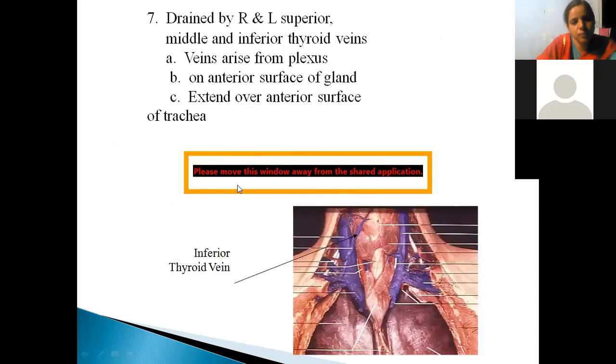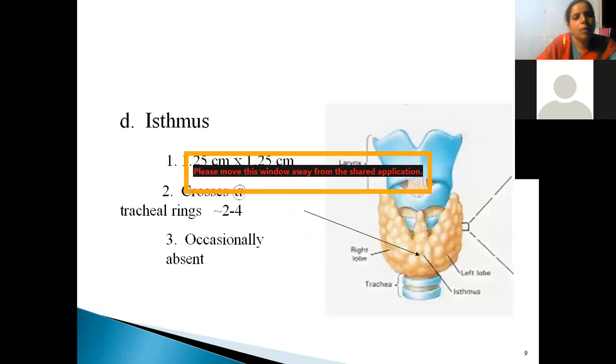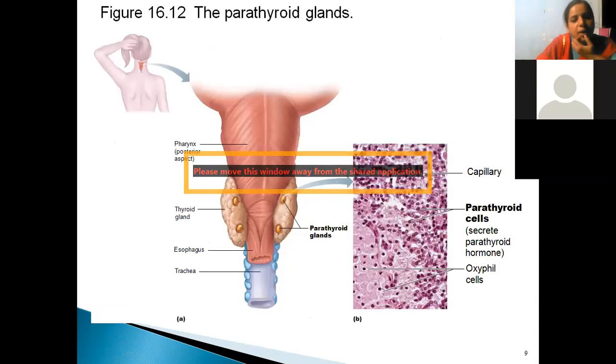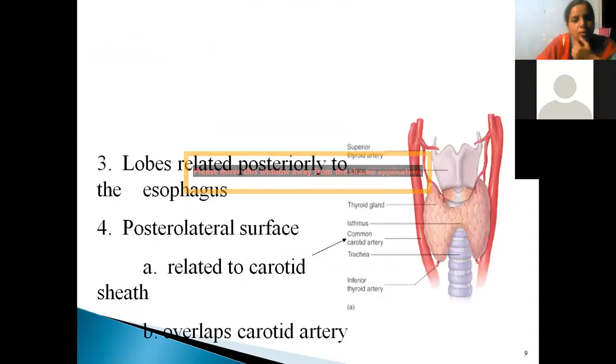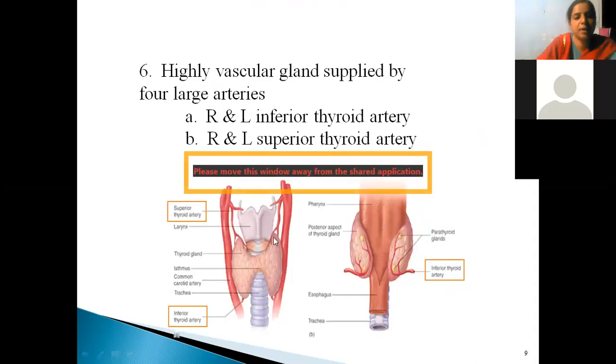I'll take you to the isthmus, parathyroid glands, lobes. Here exclusively only the thyroid arteries are shown. This is the superior thyroid artery coming as a branch of the external carotid, and the inferior thyroid artery coming as a branch of the thyrocervical trunk.